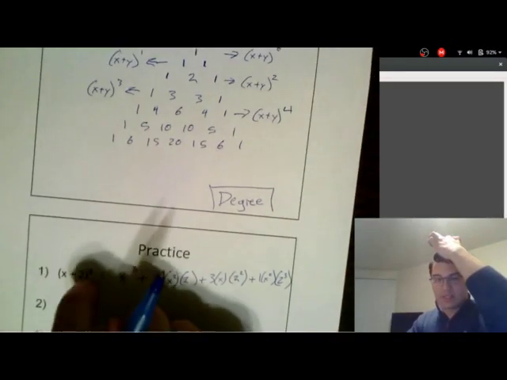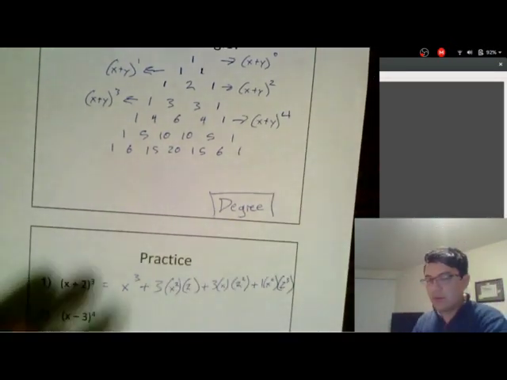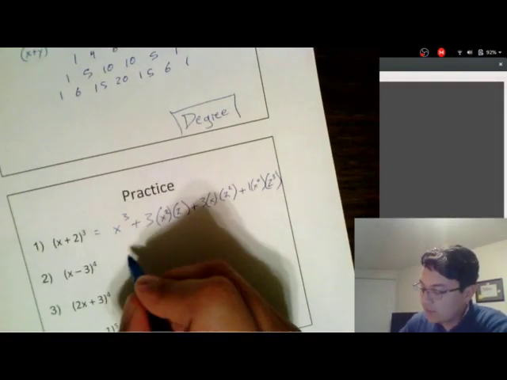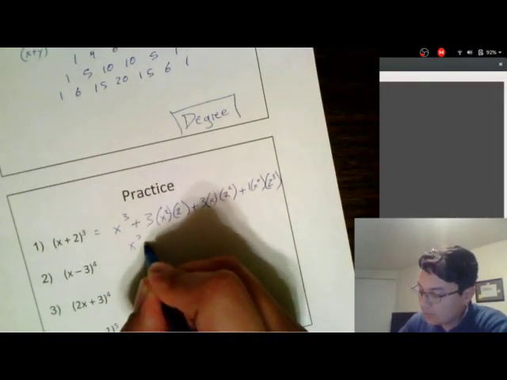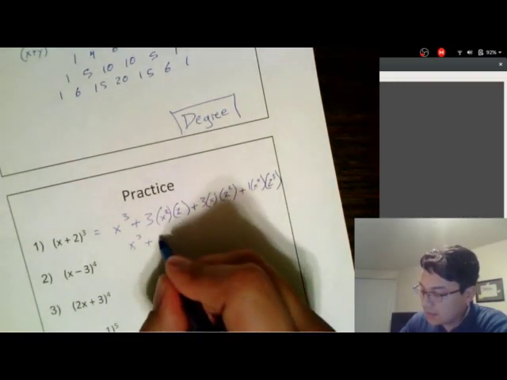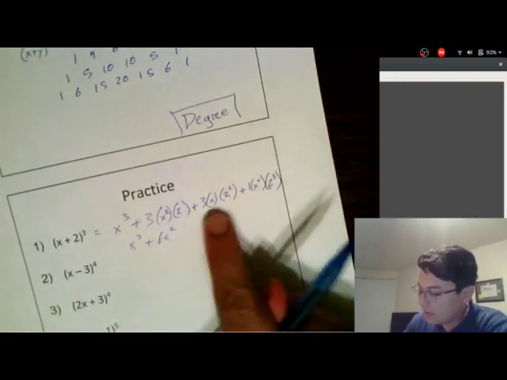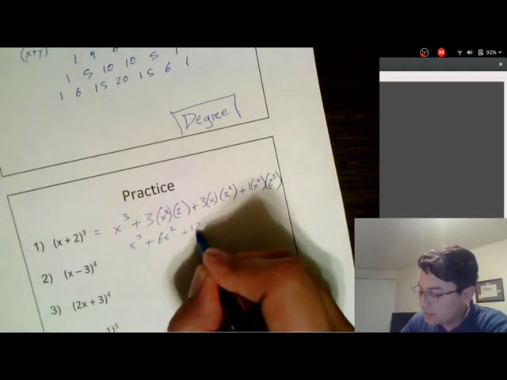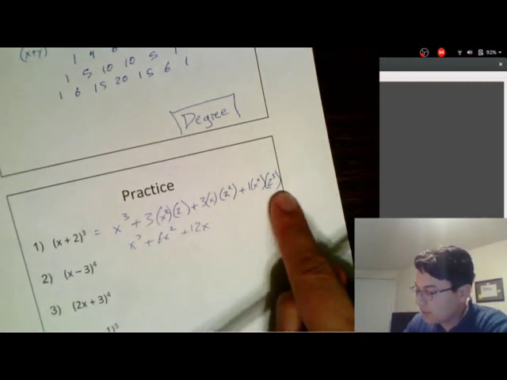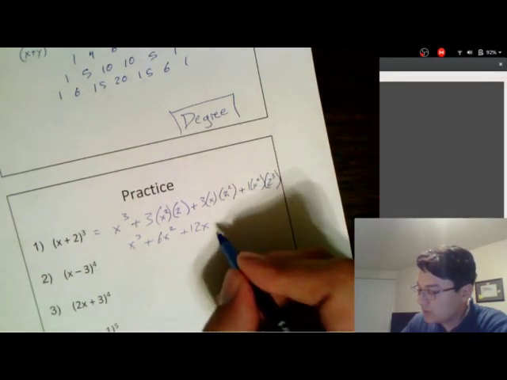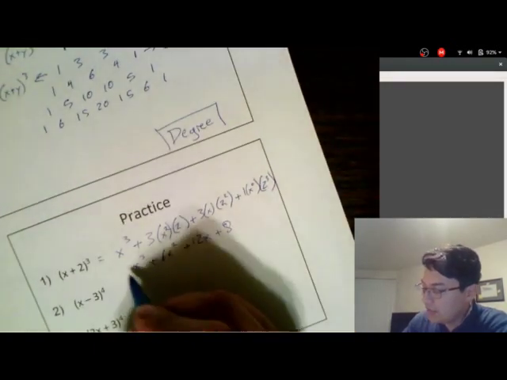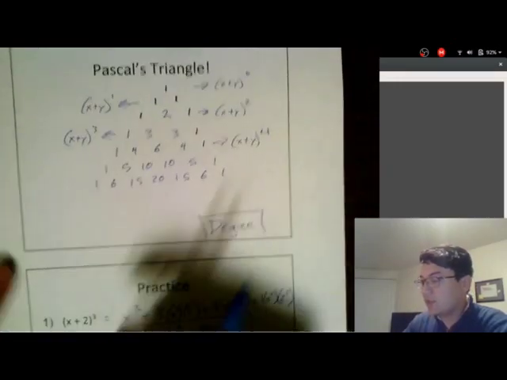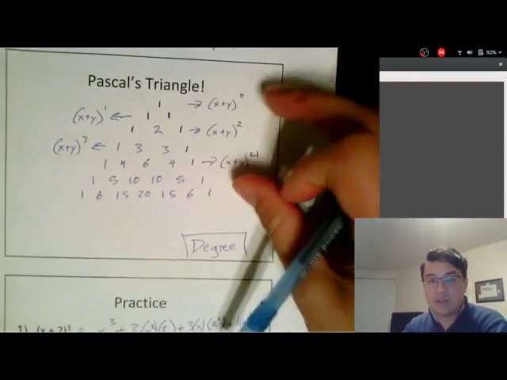I'm actually going to show you guys a slightly different version of this one, and then you guys can play around with these examples, and we'll see how you guys are doing. So if I multiply everything out here, I will get x cubed plus 6x squared. And then we're going to have 2 squared is 4, so this will be 12x. And then this last one here will be 2 cubed, which is 8. Okay, so that is the expanded polynomial for x plus 2 cubed using Pascal's triangle as our shortcut.